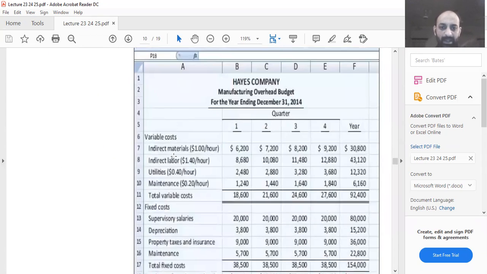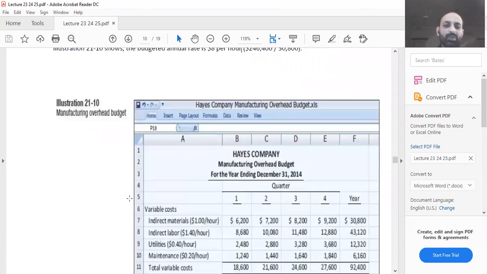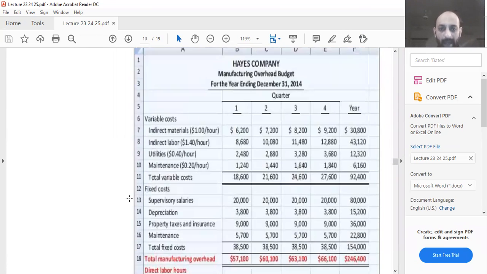Now, how do we calculate it? We know the variable cost. We already know the indirect material per direct labor hour. So we use the total number of direct labor hours to calculate the indirect material. Then we calculate the indirect labor, utilities, maintenance. When we add all these, we'll get the total variable cost for the whole quarter number 1.